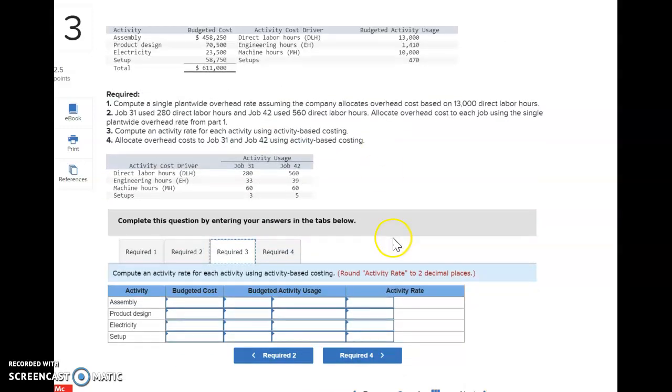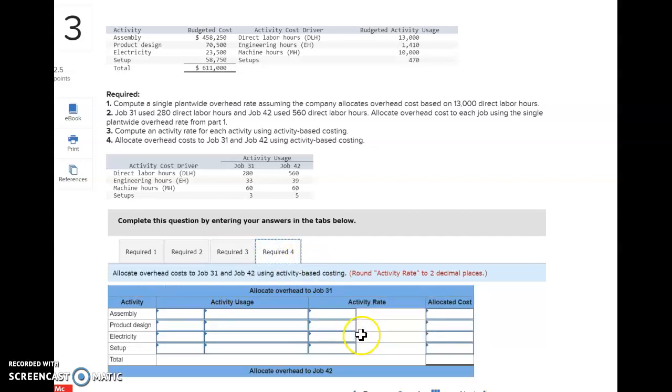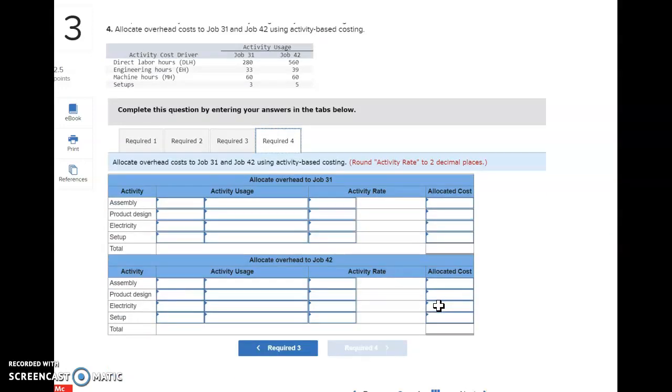And so for assembly, we're going to get the rate per direct labor hour, product design, the rate per engineering hour, machine or electricity, the rate per machine hour, and then setup, the rate per setup. And then you'll use those rates. Here's the activity rates. And you're going to apply overhead to jobs 31 and 32. So you'll use the activity base for the job, the activity usage for the job, and multiply it by the activity rate to get the total allocated cost.